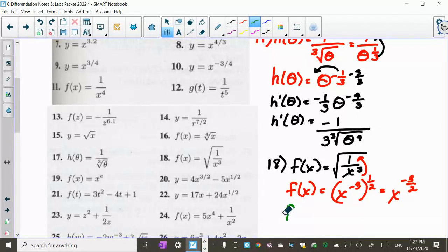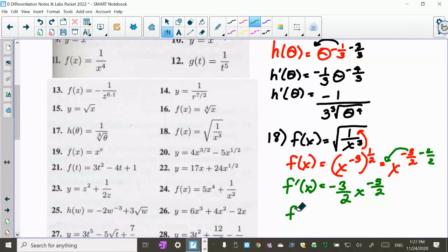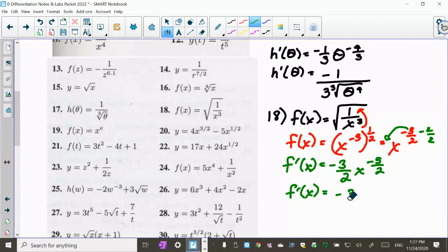And now, only now, I'm using Christmas colors. I can bring this down and multiply it. So it's negative 3 halves x, subtract 1, think of this in your head, minus 5 halves. That is correct, but I want to make sure that you can rewrite it as well. So f prime of x is going to equal negative 3 over 2 radical x to the 5th, because this is my power and that's my root. So that's 17 and 18.